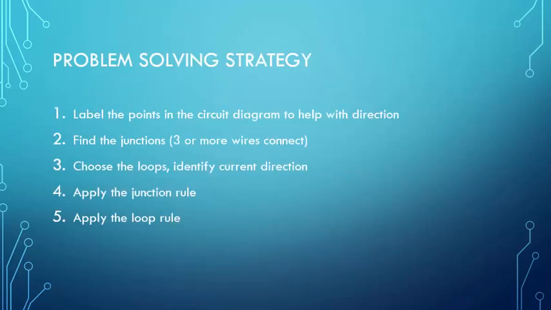So the problem-solving strategy is this. You're going to label all the points in the circuit diagram to help with direction, keeping track of where your loops are and what you're talking about. Label all your resistors, label your currents. You're going to find the junctions where the wires connect, choose your loops, identify the current direction, because you're going to need to know when you're going with the current direction as you're going around the loop. Resistors are going to take off the voltage, and when you're going against the current, you're actually going to add those in, and you'll see that in the example. And then you're going to apply the junction rule to find out where the current splits, and then you're going to apply the loop rule.